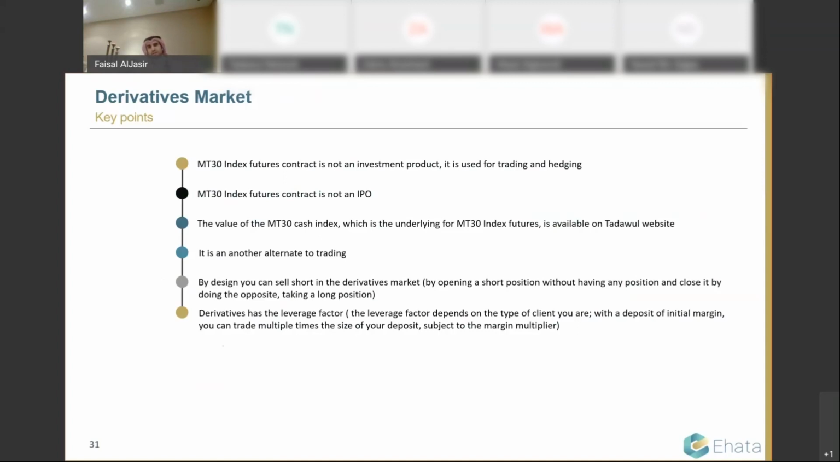It is another alternative to trading the market. So if we said that the MT30 represents a percent of the market, this is an alternative for someone to actually trade the market. And again, by design, a trader can exit the position by doing the opposite trade. If he is short, he does the opposite and goes long. If he's long, he does the opposite and goes short. So you do not need to wait until the settlement day in order to exit a position.